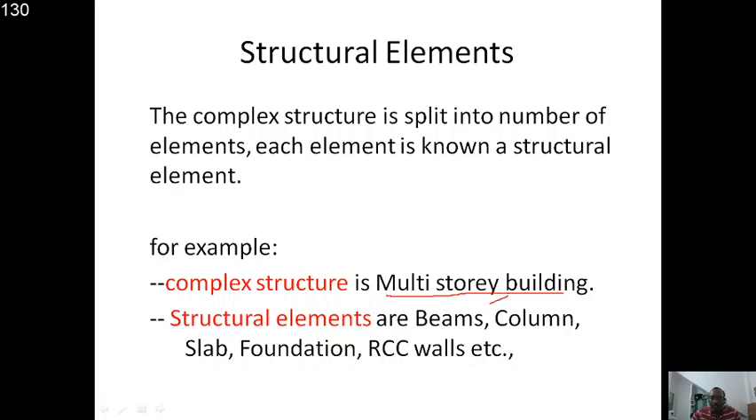A building is obviously made of beams, columns, foundation, RCC walls, and slab, right? It is made up of all those items, like beam, column, slab, foundation, RCC walls, if any. These are simple examples. But in general, elements other than these can also be placed according to the design requirements of the structure. So the structural elements are beams, columns, slab, foundation, and RCC walls.